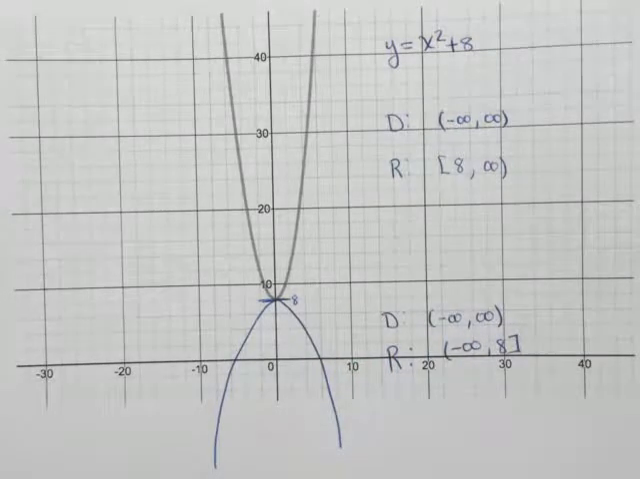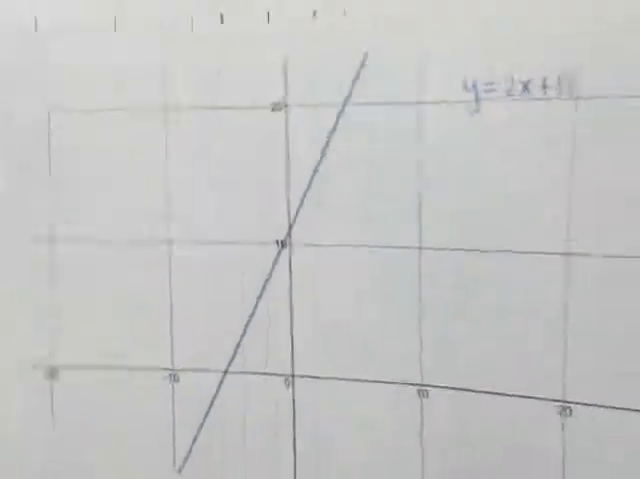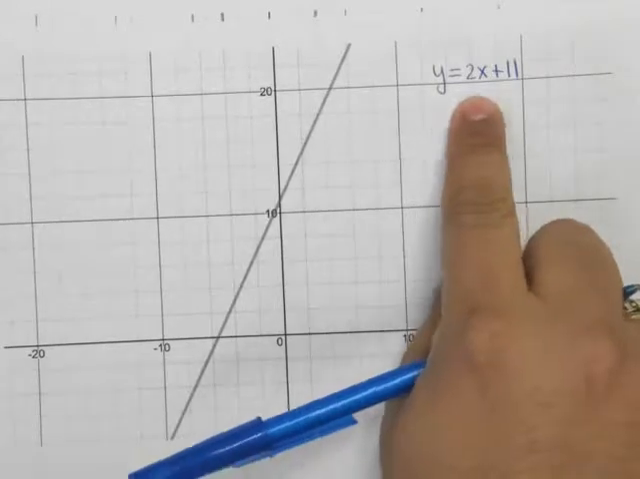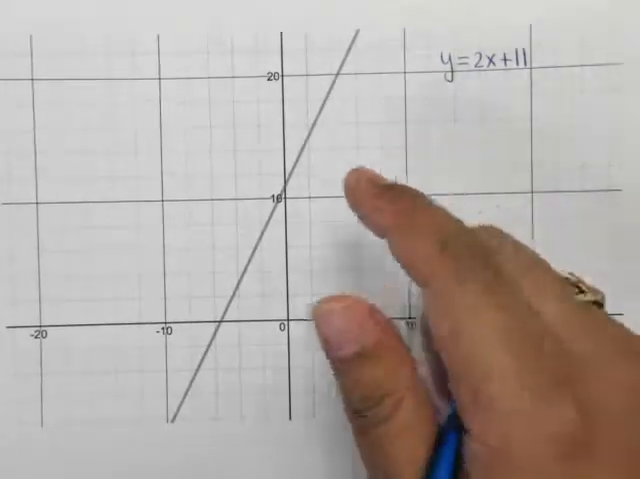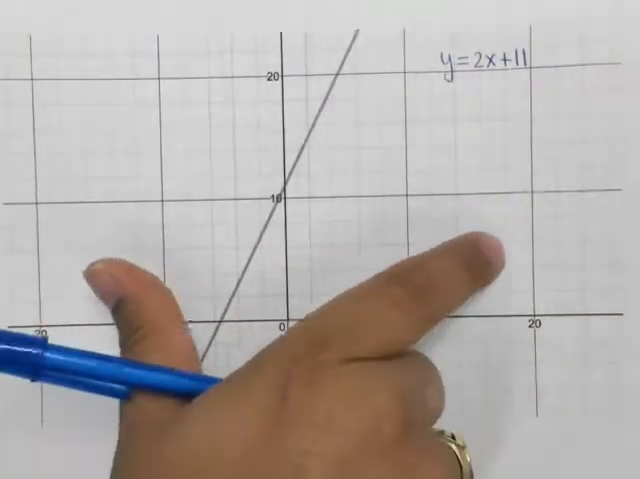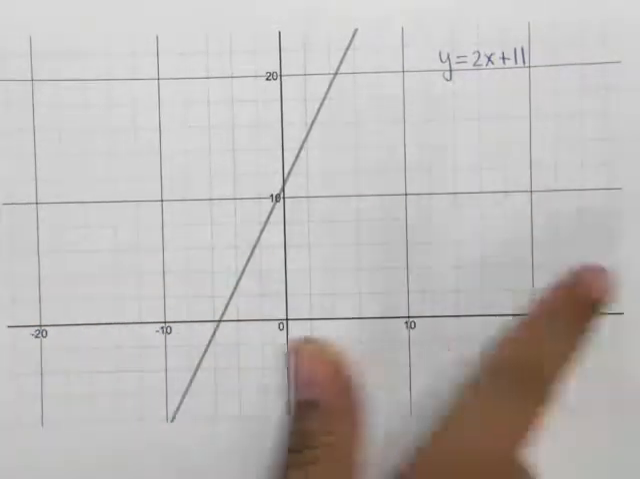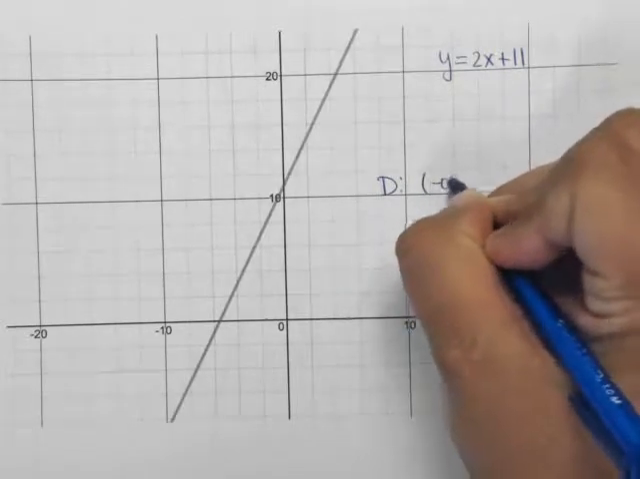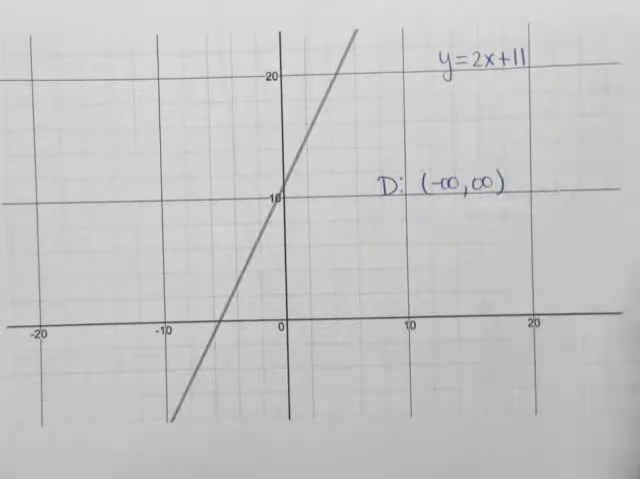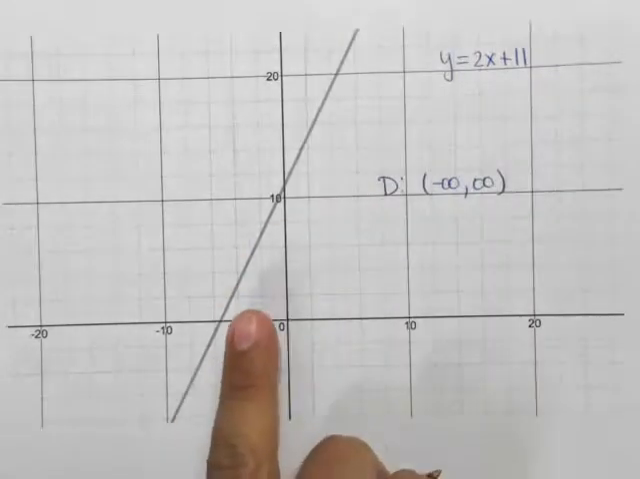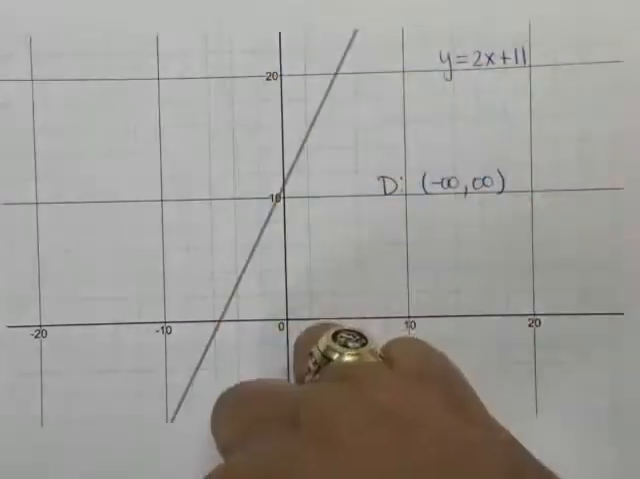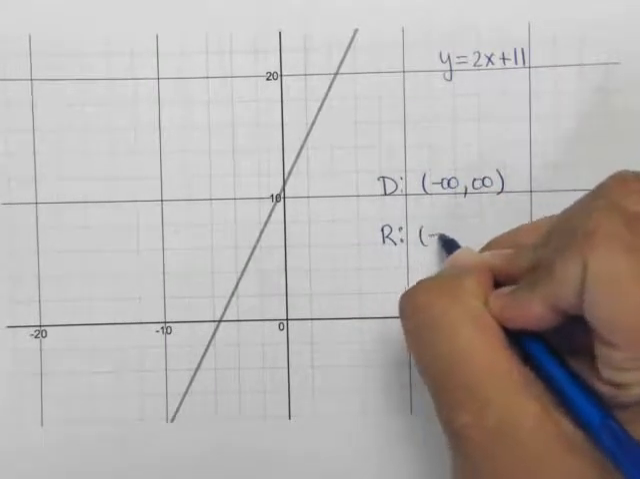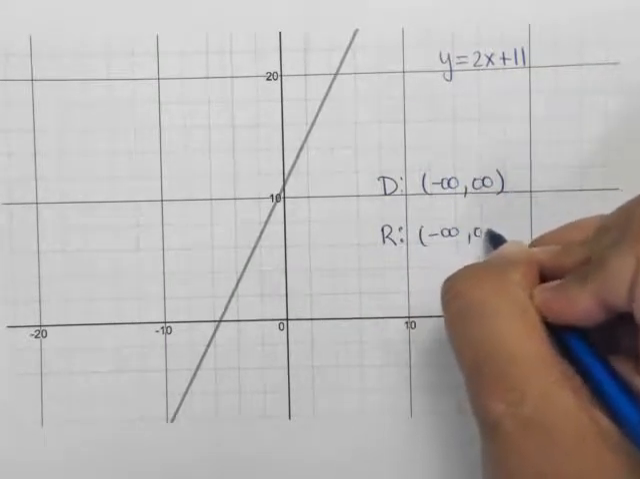All right, now let's take a look at a linear equation. So we've got this right here, and the equation of this one is y equals 2x plus 11. Okay, so notice that as far as x is concerned, it goes from negative to positive infinity. So the domain for this is from negative infinity to positive infinity. The range also goes all the way up and all the way down. So the range is also the same, from negative infinity to positive infinity.